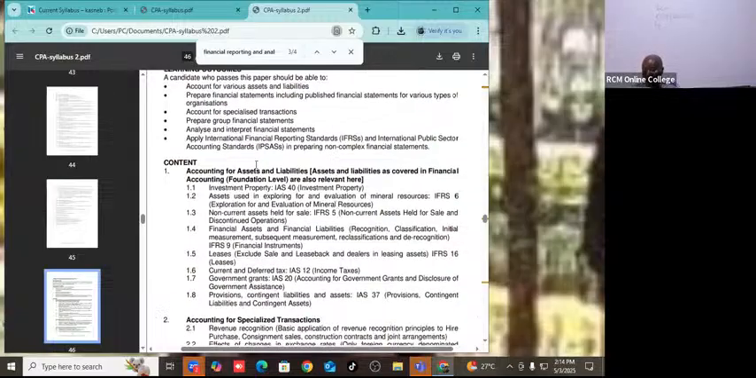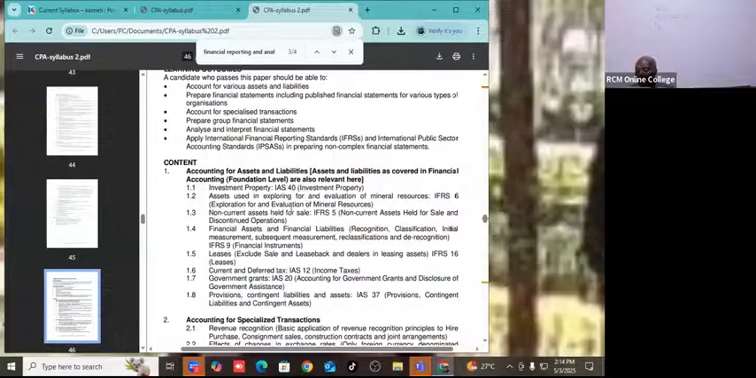Then look at the content. The first item here is accounting for assets and liabilities. Assets and liabilities as covered in financial accounting foundation level are also relevant here, of which the first one is investment property, IAS 40. 1.2, assets used in exploring for and evaluation of mineral resources, IFRS 6, exploration for and evaluation of mineral resources.